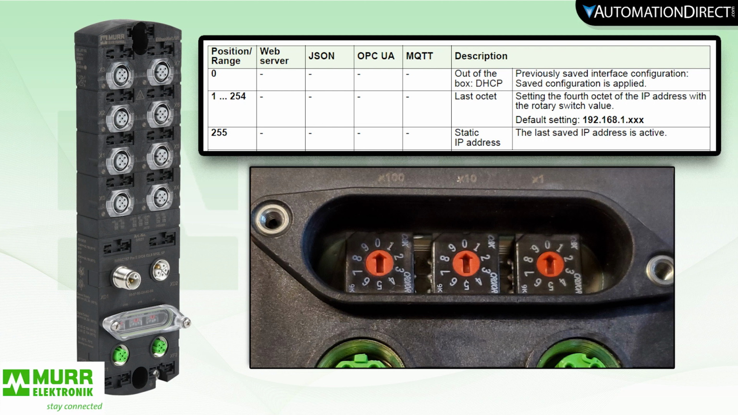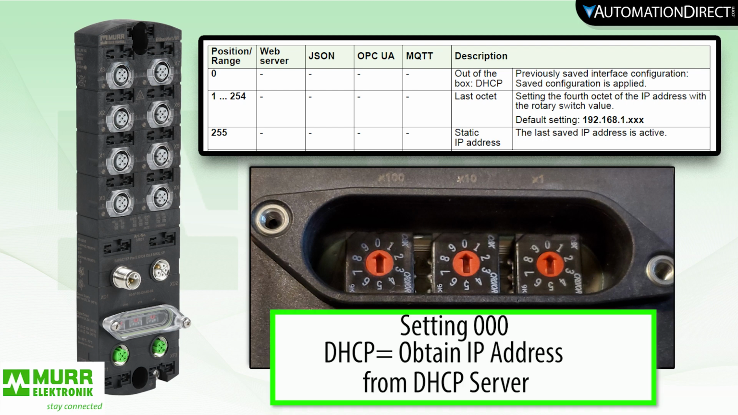Let's talk about the rotary switches. Out of the box, the rotary switches are set to 000, which sets the master to DHCP. This allows your router or other device to determine the IP address externally. For those of you that can access your DHCP table and see this IP address, this will allow you to just connect to the device and then make the changes to your web server.